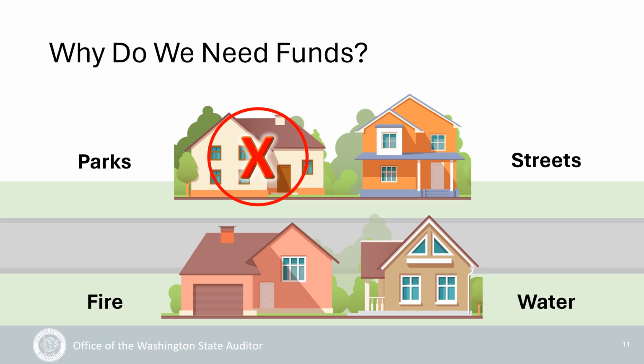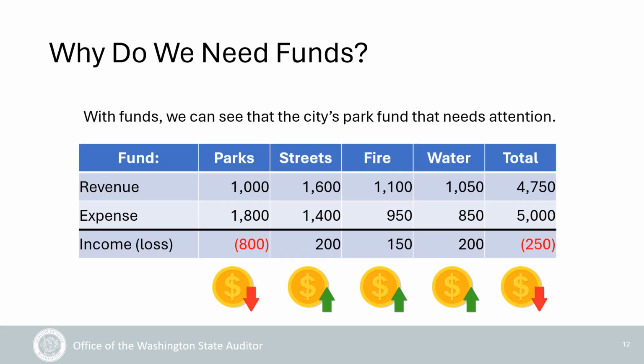Well, now that we account for the activity in different funds, we can look at each individual activity and we can see that it's actually the Parks Department losing money. Maybe the Parks Department was building a new play structure, so their expenses were higher than normal. Or maybe their parks revenue declined because they had to shut down their rental facilities for a while. Either way, because of fund accounting, we can see where the problem is and address it directly.